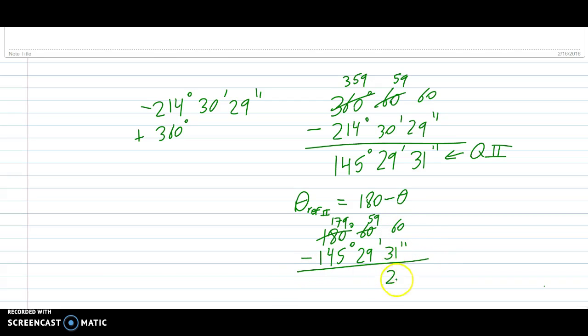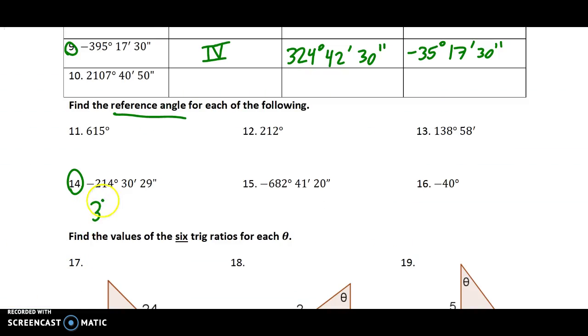So 60 minus 31 ends up being 29. 59 minus 29 ends up being 30. And 179 minus 145 ends up being 34 degrees. There's your reference angle: 34, 30, 29. 34 degrees, 30 minutes, 29 seconds.